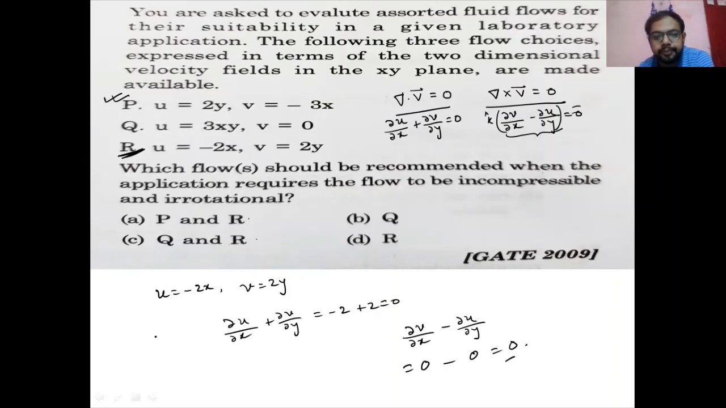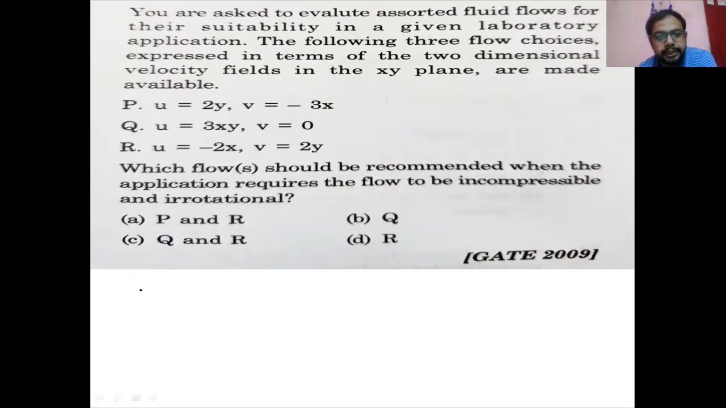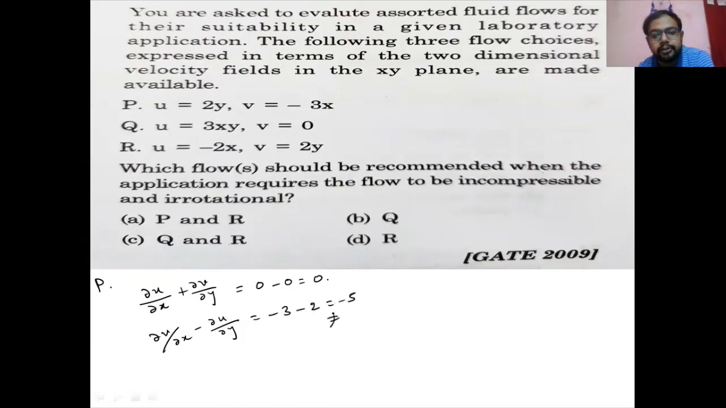If you put it here, you see for P, del u del x plus del v del y. What is the value coming? Del u del x is 0, del v del y is 0, so this is 0. But dv/dx minus du/dy, dv/dx is coming minus 3 and du/dy is coming minus 5. It is not equal to 0. So it is a rotational flow. P is a rotational flow, but incompressible.